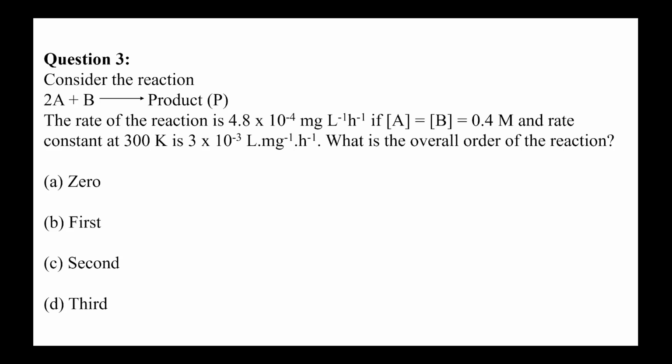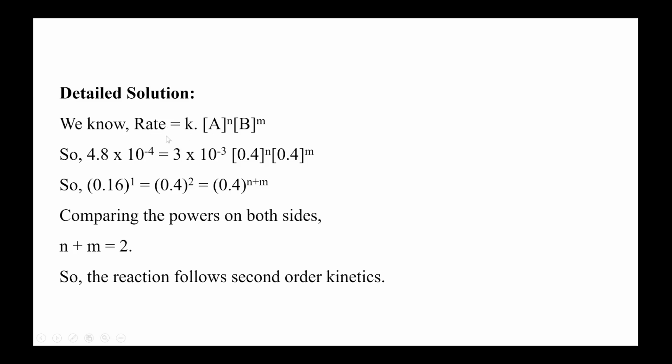So I told you the rate of any reaction is given as the concentrations of the reactants raised to the power of the orders, which will add up to the order of the reaction. So for this reaction we can write the rate as k, that is the rate constant, into A to the power of n multiplied by B to the power of m. So the concentration of A raised to the power of n multiplied by concentration of B raised to the power of m, and the order of the reaction would be n plus m.